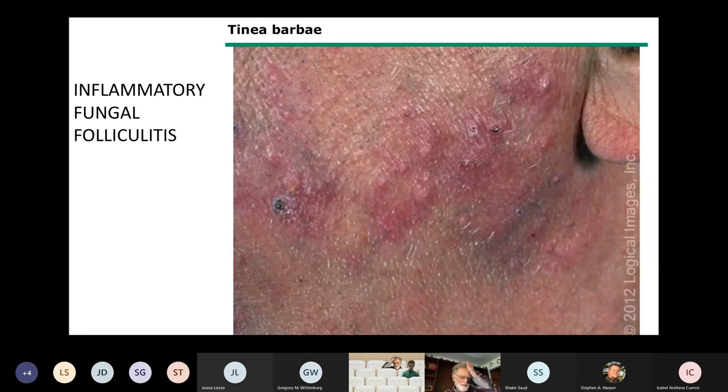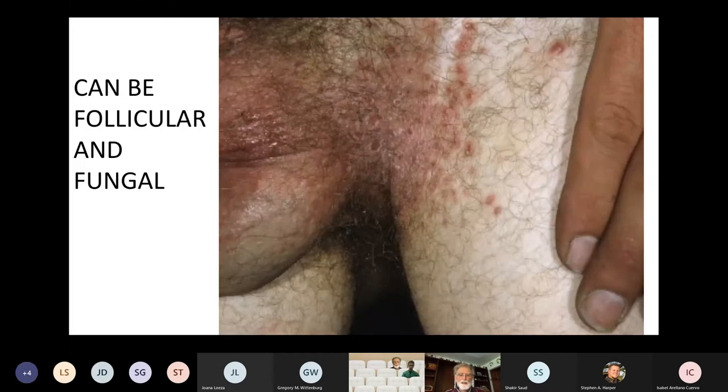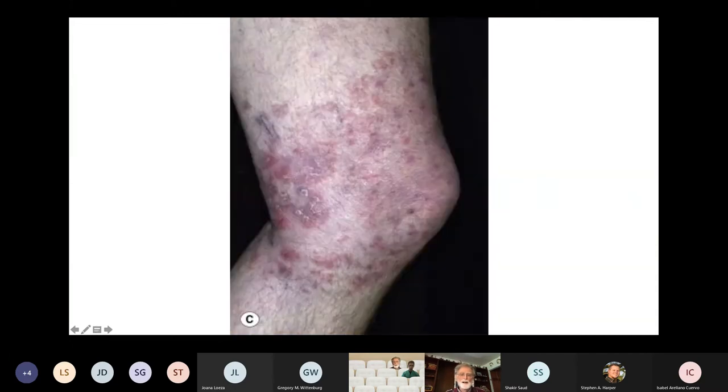You can get a folliculitis that's fungal, Tinea barbae. That's not going to respond to Keflex. You're going to need to treat that with a systemic antifungal. There are some things that can be follicular in other places, follicular and fungal, the groin. You can have tinea causing a folliculitis in here.